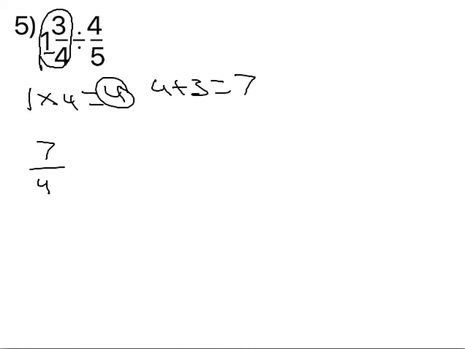Carry on the steps exactly the same, so we're going to keep the 7/4, change the sign, so we're going to end up with a times, and flip the last fraction, so we're going to have 5/4. That's going to give us 5 times 7, which is 35, and 4 times 4, which is 16.